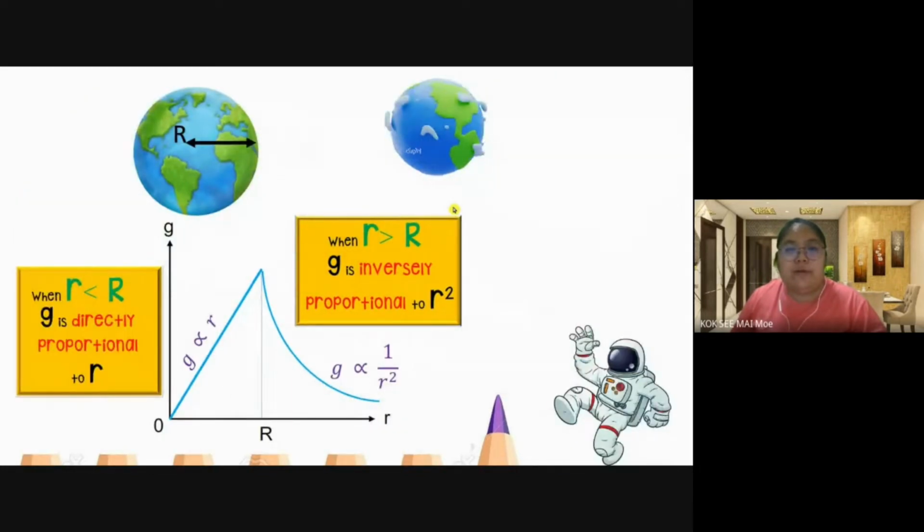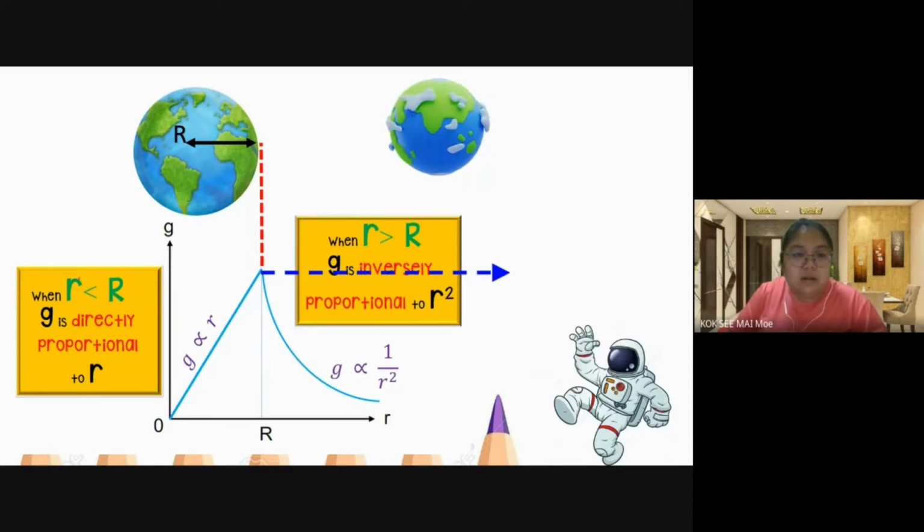Okay, so from the graph again, we're going to see the conclusion. First, when you find the small r, that means inside the Earth, this one we call small r. The small r is less than the radius, so G is directly proportional to r. So we can create this one equation for part 1.